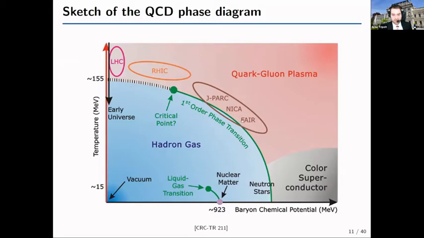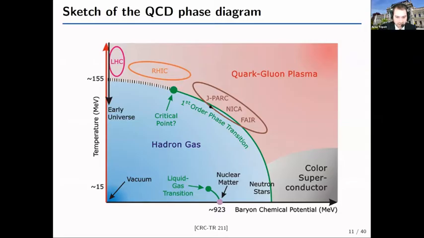It is a crossover transition at small chemical potentials and is expected to turn into a critical endpoint and a first order phase transition towards higher chemical potentials and lower temperatures. So the exact nature of this phase diagram is still largely unknown, but there are of course many theoretical as well as experimental efforts underway to get a clearer picture. For example, in terms of heavy ion collision experiments, which you see indicated by these bubbles here, which show you the respective existing and upcoming experiments and the approximate range in the phase diagram where they can be applied.